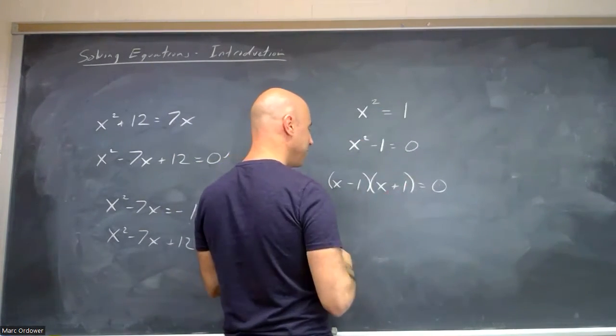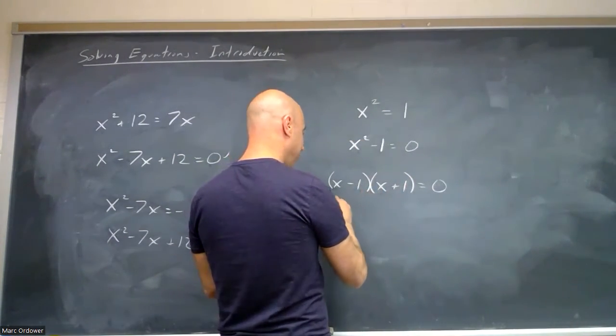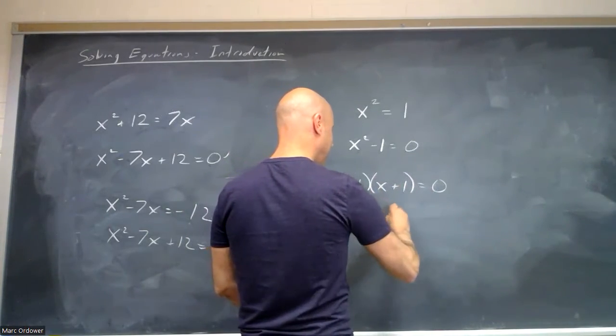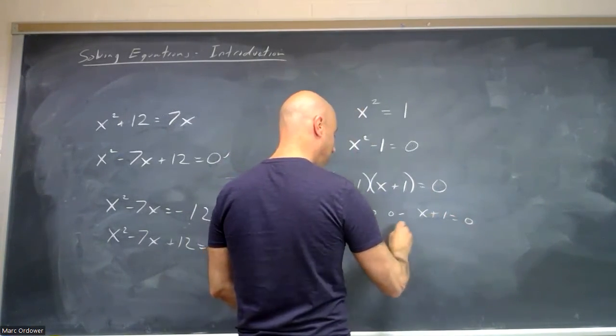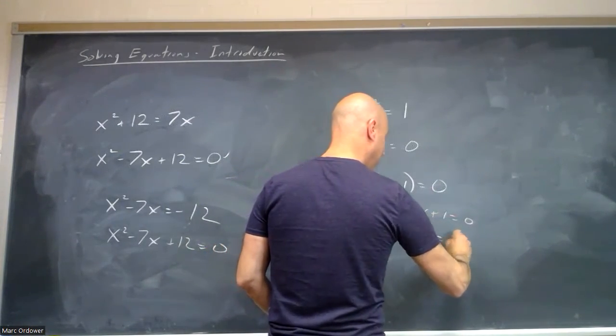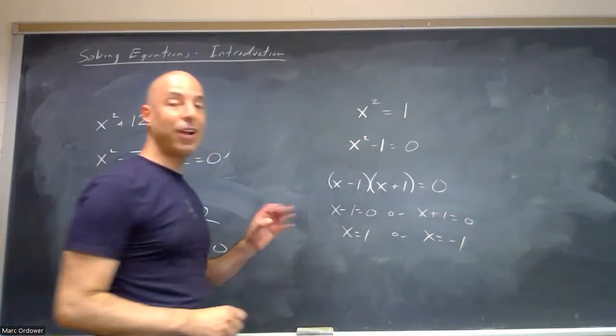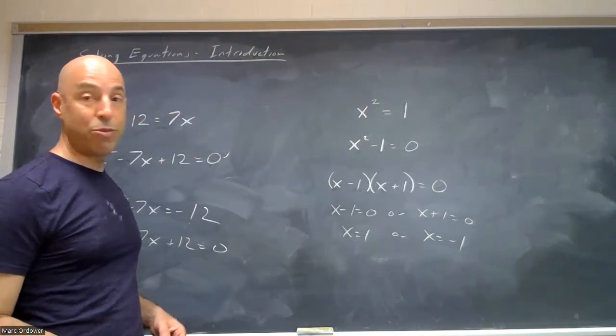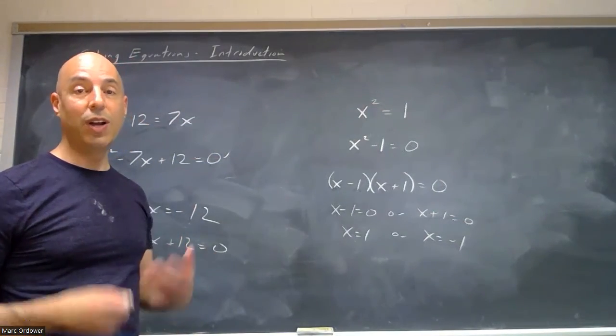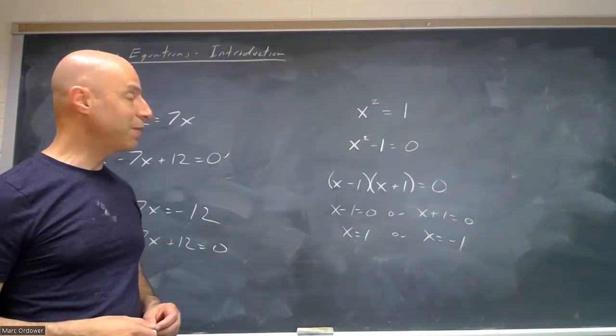And once we have this, it should be pretty straightforward that x minus 1 is 0 or x plus 1 is 0. So here we have x equals 1 or x equals negative 1. Again, if there are any steps here that are not making sense to you, please let me know and I'll run through them with you or make another video to hopefully explain them in more depth.